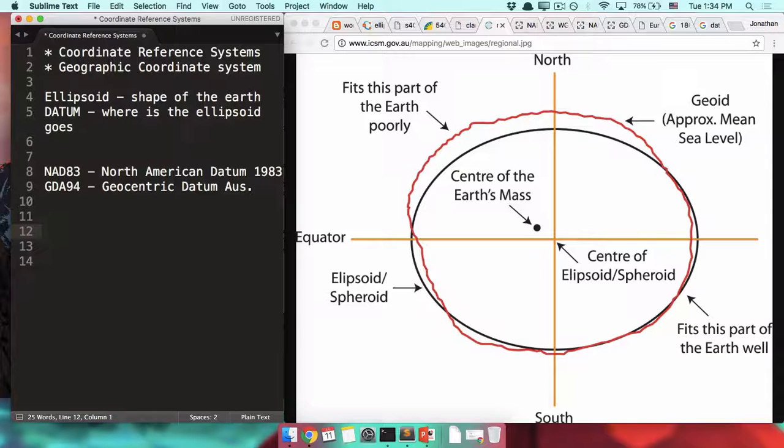So what happens is when you put together an ellipsoid, so the shape of the Earth, and a datum, which is where you attach the fake Earth to the real Earth, that is called a coordinate reference system or a geographic coordinate system. Every time you have a location on the Earth, it's using some sort of CRS. It's making some sort of assumptions about the Earth. And oh man, you can make a lot of assumptions.